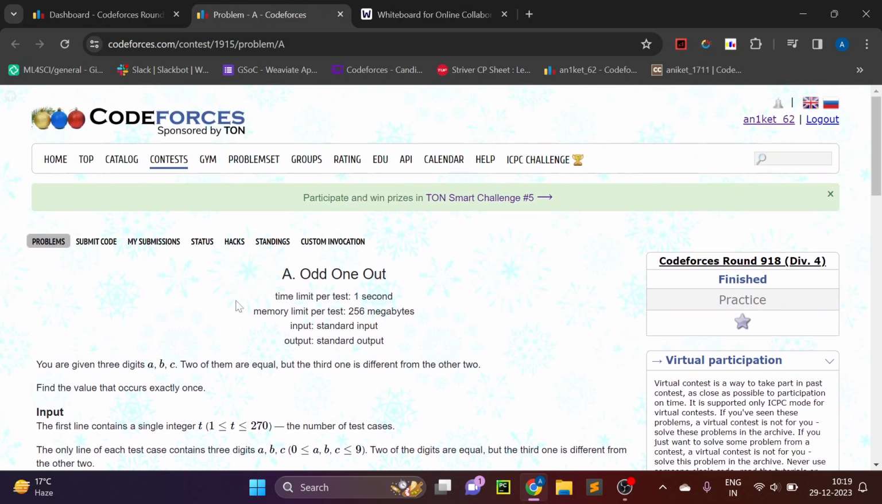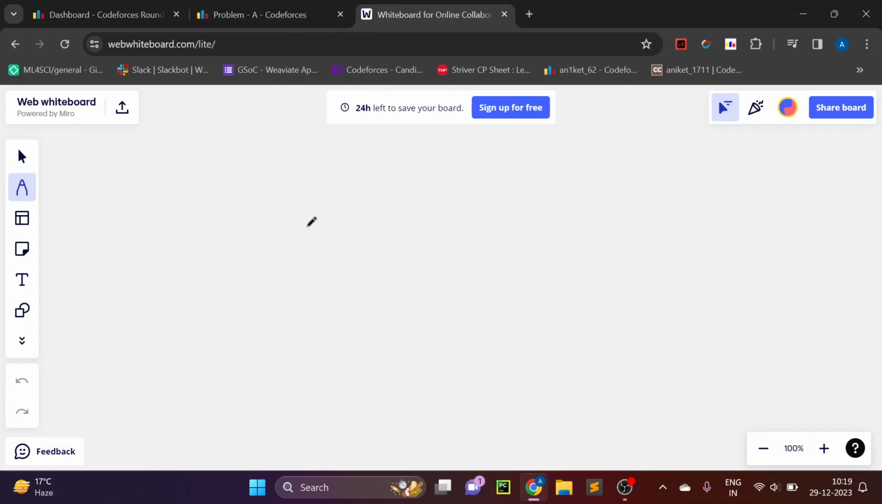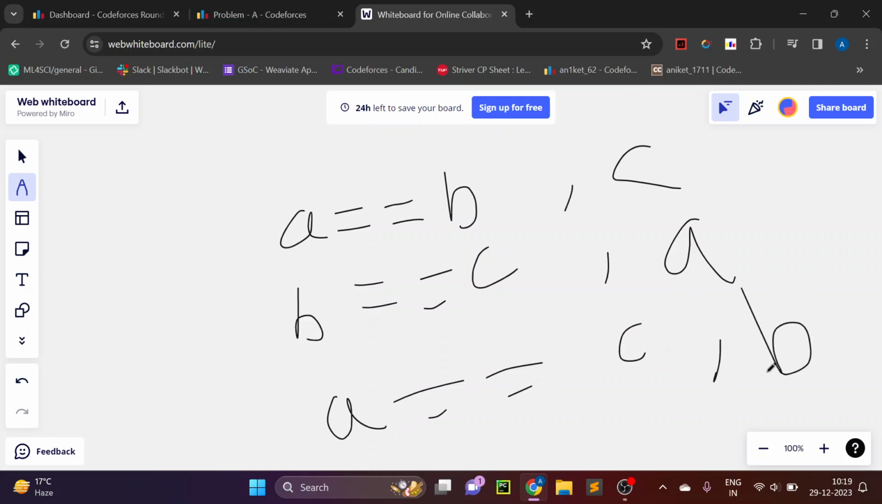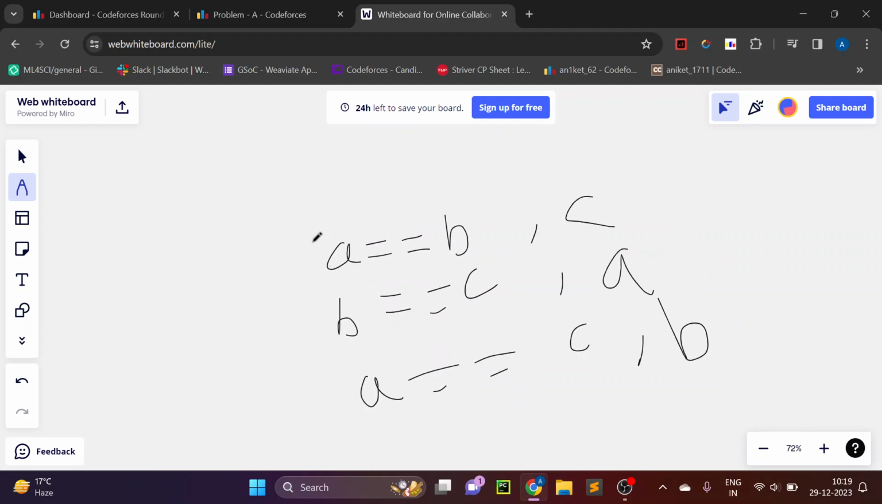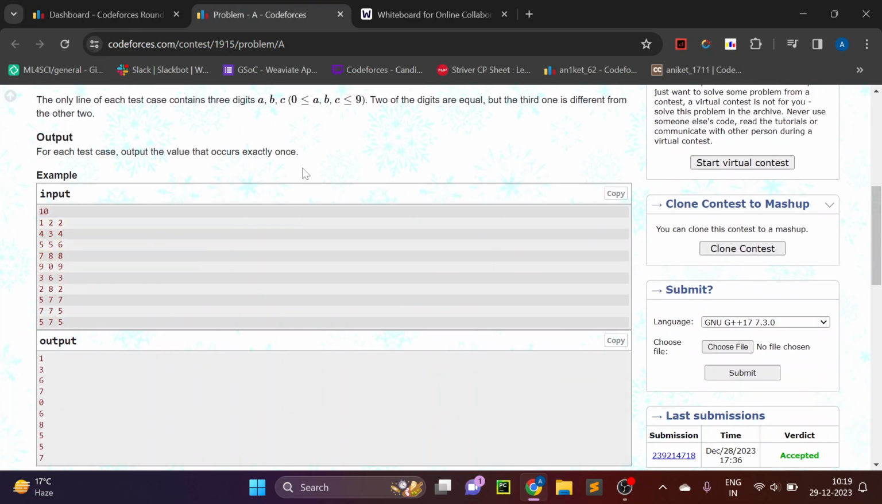It's pretty simple. Basically we can just use three if-else checks. First we can write if a equal to b, the output of our program should be the third digit, which is c. Now if b equal to c, the output of our program should be a, and if a equal to c, the output of our program should be b. So we just need to check these three conditions and the program will work. This was pretty simple.